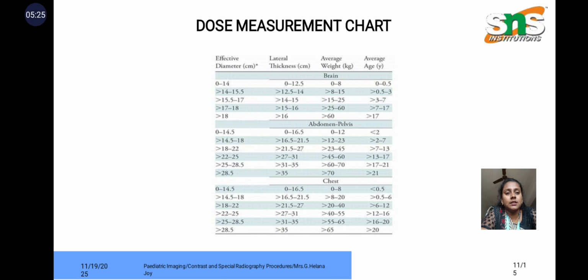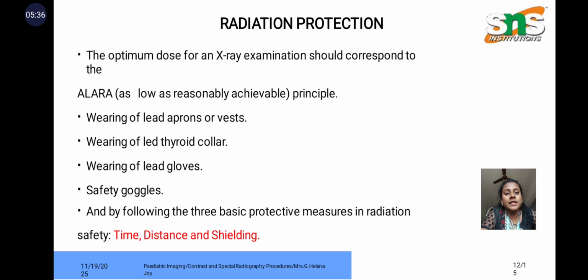This is the dose measurement chart, and according to this chart the region of interest and the exposure factors will differ. Coming to the next point, radiation protection, which is a major and mandatory role in the radiography department. We have to optimize the dose of an X-ray examination according to the principle of ALARA. ALARA is as low as reasonably achievable. So we have to give a minimal, reasonably achievable radiation dose to the pediatric patient.